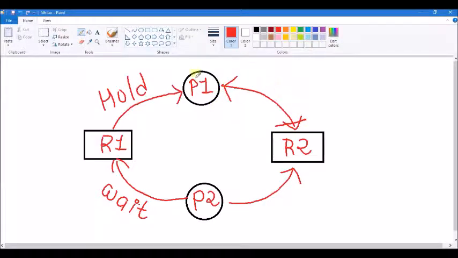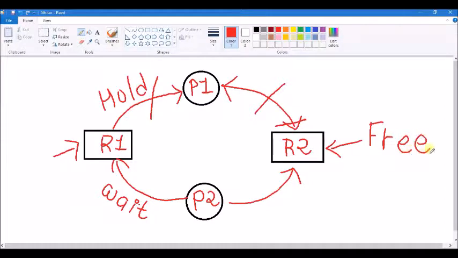Okay, so let's check. P1 is looking for no more resources, because all its resources are successfully allocated. It means its need is now zero. So it is successfully completed, and it will return all the resources. It will release R1 as well as R2. So both resources R1 and R2 are now free, right?